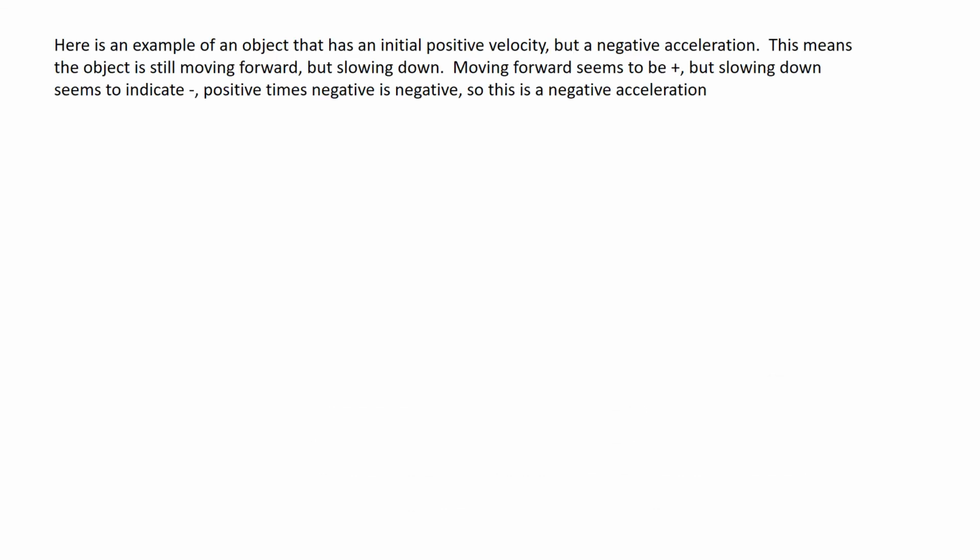Here's another example of an object that has a positive initial velocity, but a negative acceleration. This means my object is still moving forward, but it's slowing down. Look at the numbers again. Moving forward seems to be positive, but slowing down seems to indicate negative. Positive times negative is negative, so this is also going to be a negative acceleration.